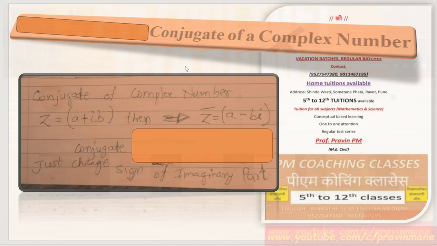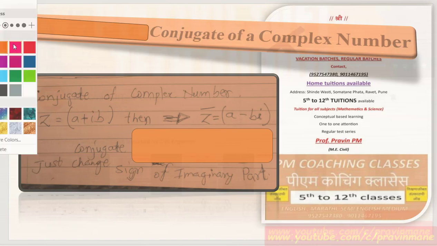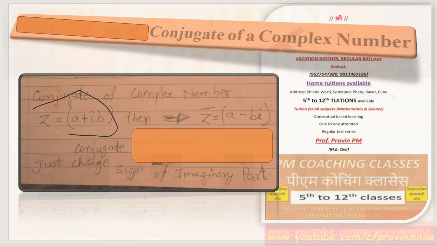So the conjugate of a complex number. How to find the conjugate of a complex number? Just change the sign of the imaginary part of the complex number. So a plus ib is a complex number whose conjugate is denoted by z bar, which is a minus ib. This sign you need to change. Change the sign of the imaginary part and you will get the conjugate of this complex number.